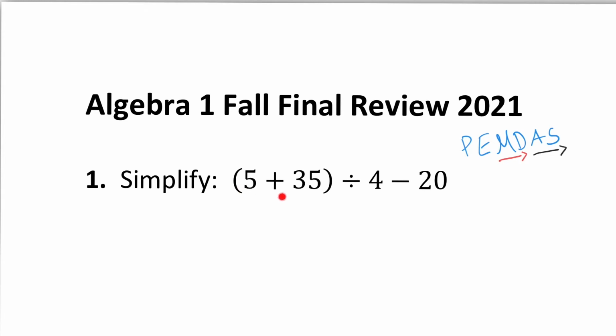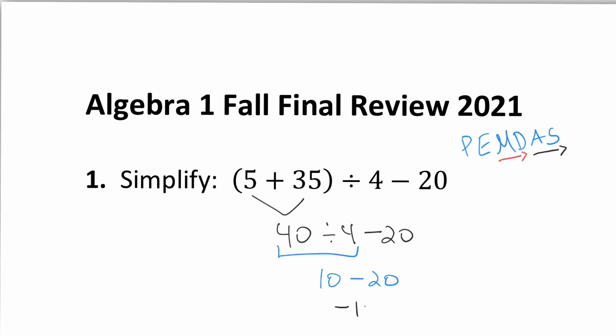So looking at the parentheses here, inside of the parentheses, we can add 5 plus 35. That's going to be 40. Divided by 4 minus 20. Now for the next step, you look at the operations. You have division and you have subtraction. When you look at PEMDAS, you have to divide, there's a D, before the S, before subtraction. So you divide 40 by 4, and that's going to be 10. And you have a minus 20. In the last step, you subtract 10 minus 20, and that's negative 10.